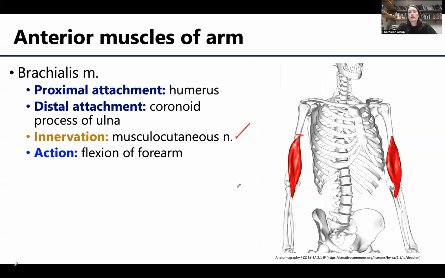Now, those are the two major muscles. There are other muscles associated with the anterior compartment, but those are the two I want you to focus on.